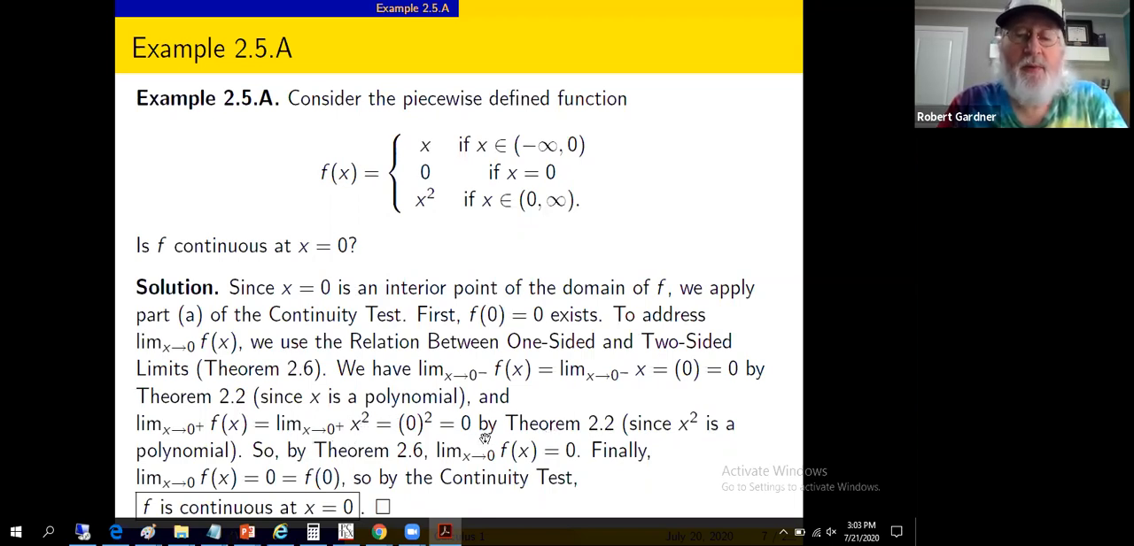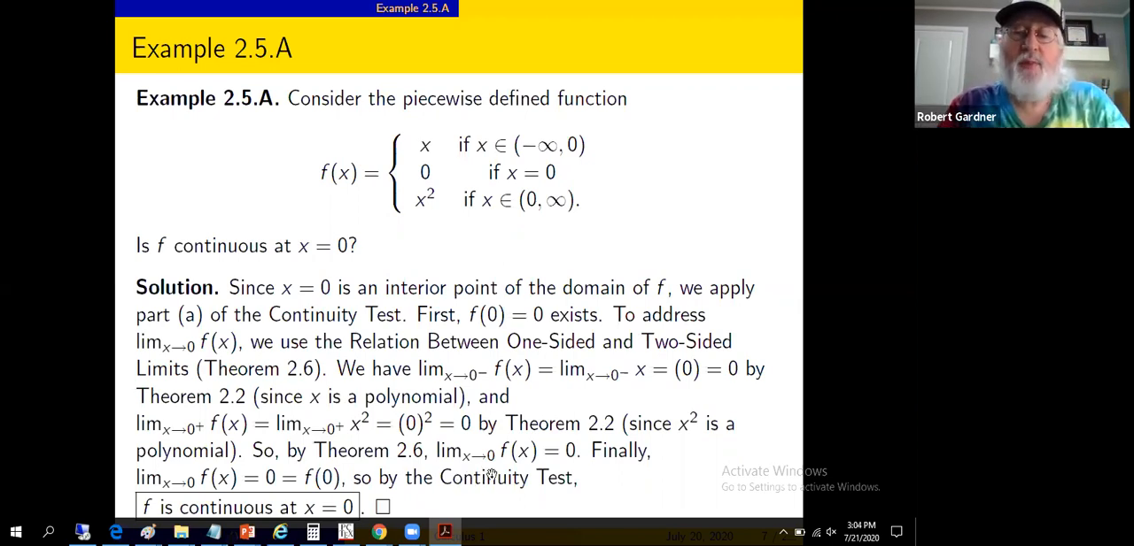That's a polynomial. We can evaluate limits by substitution, two-sided or one-sided. We said at some point Theorem 2.2 holds for one-sided limits also, so we should comment that. So we've got the one-sided limits as x approaches 0 from the negative and the positive side are both 0. That tells you, Theorem 2.6, since the one-sided limits are the same and they're both 0, the two-sided limit exists and it's 0. Okay, so all of that was to check the second part.